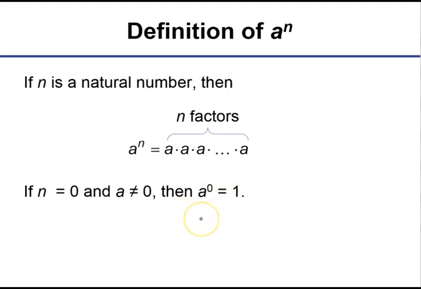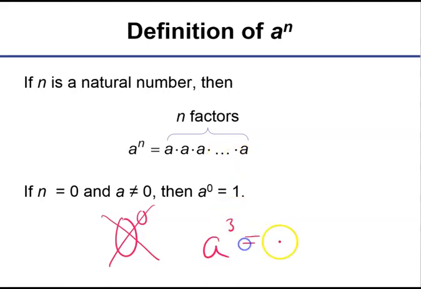That's a separate definition. If n is equal to 0 and a is not 0, so this does avoid the case of 0 to the 0. And that's something you wouldn't run into until a calculus class. It's called an indeterminate form, but we're not working with that right now. We're just working with a to any whole number, okay? It's a counting number, so a to the third, for instance, is a times a times a.